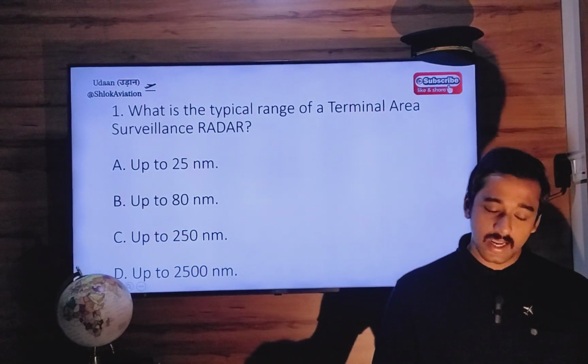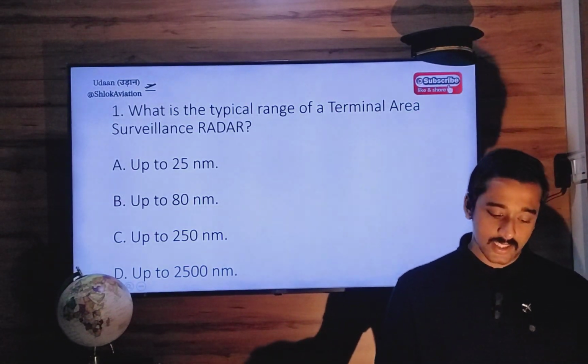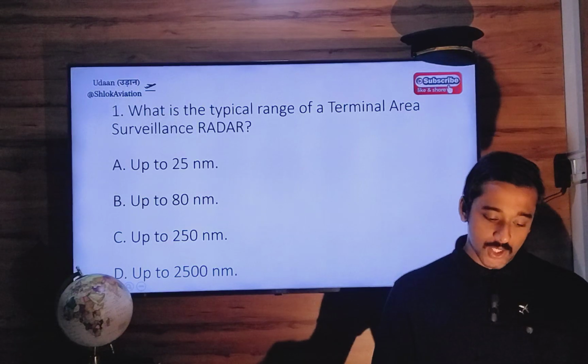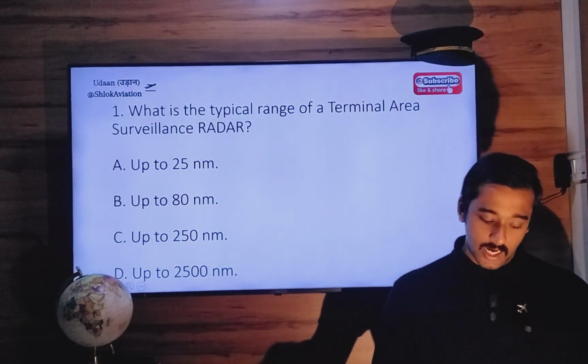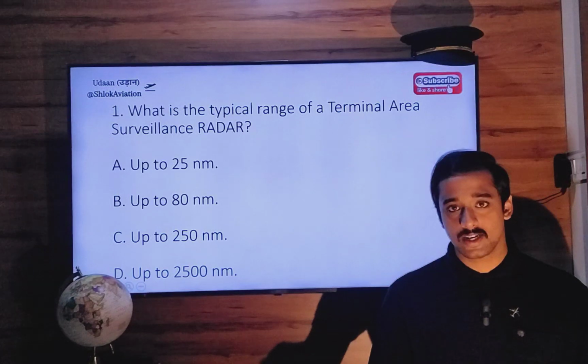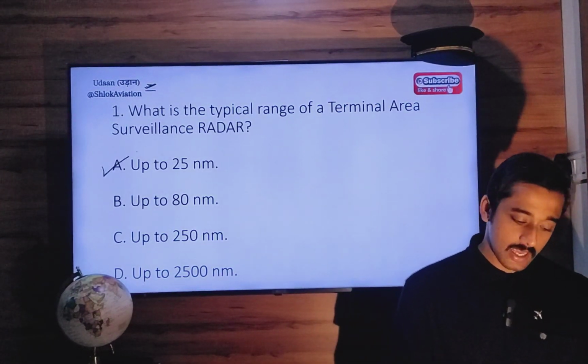What is the typical range of a terminal area surveillance radar? Options: up to 25, up to 80, up to 250, up to 2500. So the correct answer is option A.